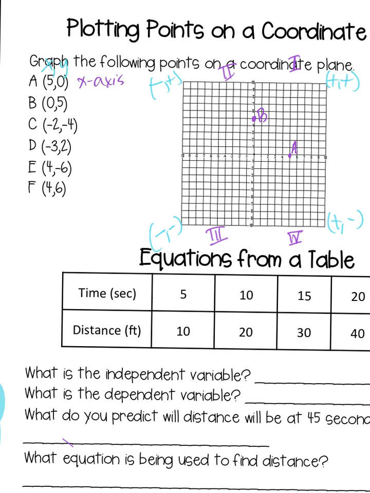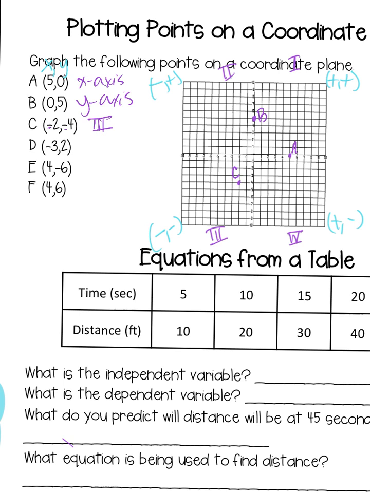And this is located on the y-axis. Negative 2, negative 4. Quickly tell me, where is this located? What quadrant? In quadrant 3. How do I know that? Because I have a negative, negative, okay? So negative x means I'm going to go to the left. Negative y means I'm going to go down. So over 2, down 4.